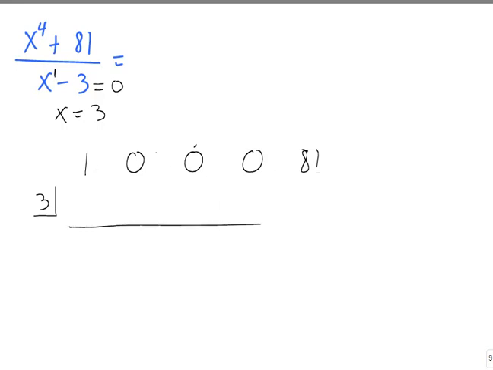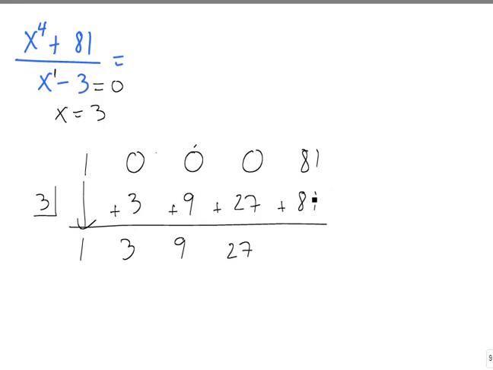Draw our line, bring down that first coefficient unchanged, and then multiply. 3 times 1 is 3. Adding down, 0 plus 3 is 3. 3 times 3 is 9. Adding down, 0 plus 9 stays 9. 3 times 9 is 27. Adding down, 0 plus 27 stays 27. 3 times 27 is 81. Adding down, 81 plus 81 is 162. That last number is your remainder.